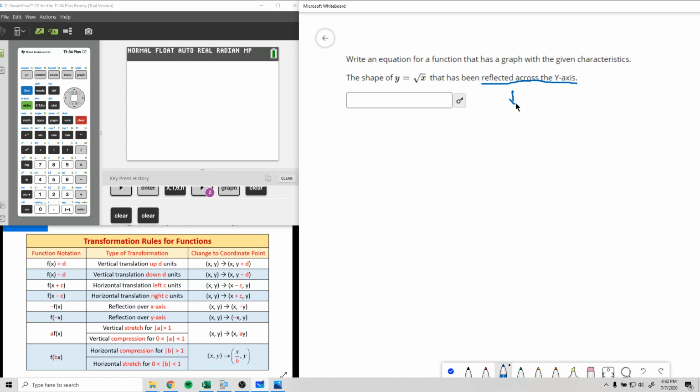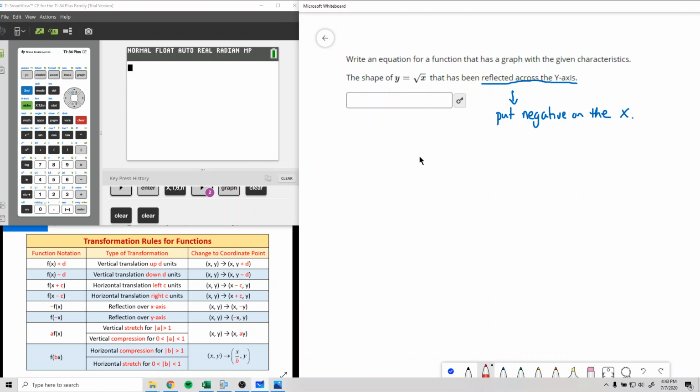Reflected across the y-axis means we put a negative on the x. Right, reflections tell you to do negative, and you put a negative on the opposite thing. We're reflecting across the y, so we put a negative on the x. And for this one, I'll also graph this in the calculator so you can see how it all works.